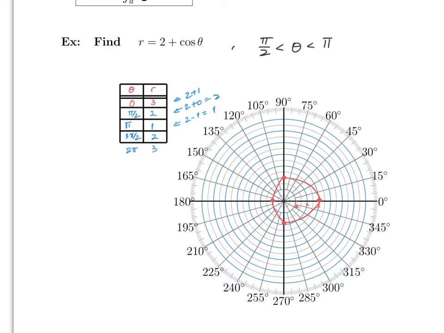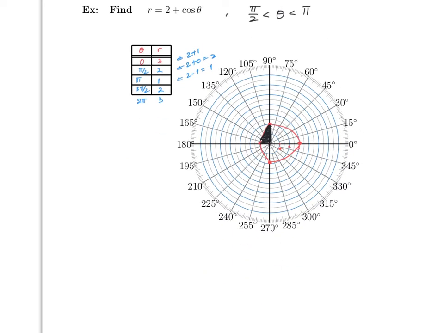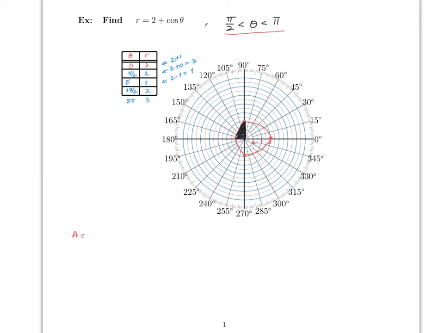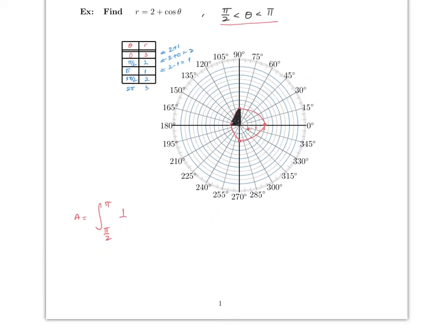Now they are asking you to find the area between pi over 2, which is this, and pi, which is this. So this is the area you're trying to find. Okay, so all you have to do is use the formula and also use the limits of integration, which in this case they are given. So for the area, remember it's equal to the integral, in this case from pi over 2 to pi of 1/2 r squared d theta.